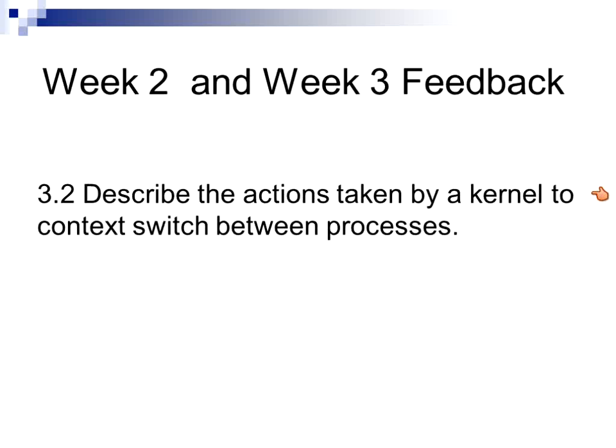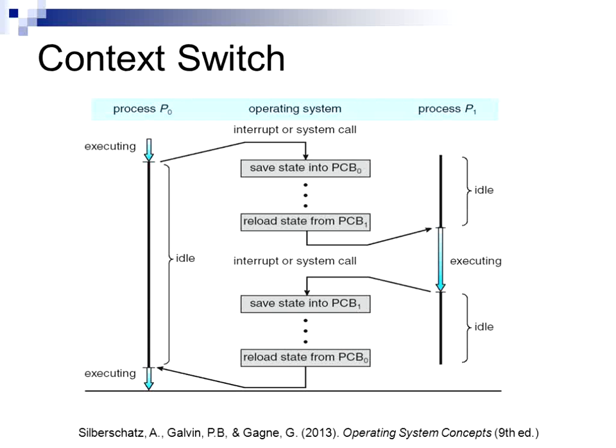The first question that you were asked in week 2 was to describe the actions taken by a kernel to context switch between processes. This was actually a fairly simple question because you could find the answer directly in your book. All you had to do was explain what this diagram was telling you.